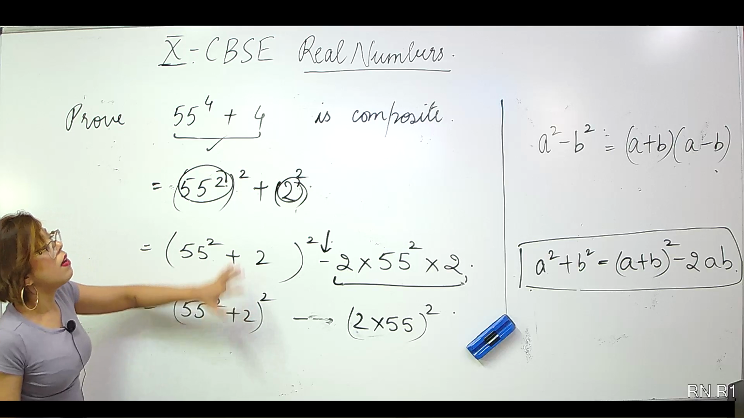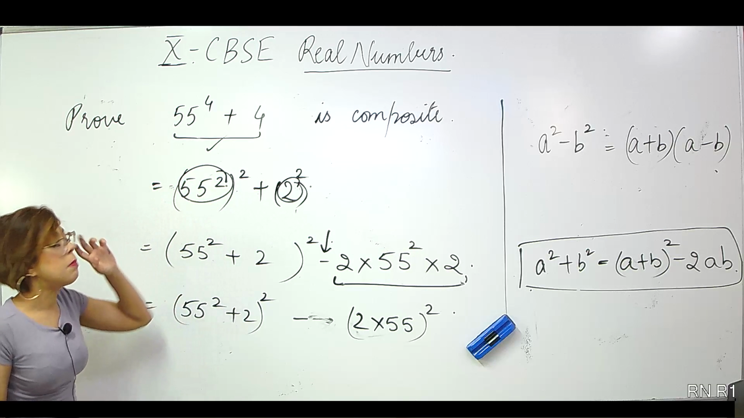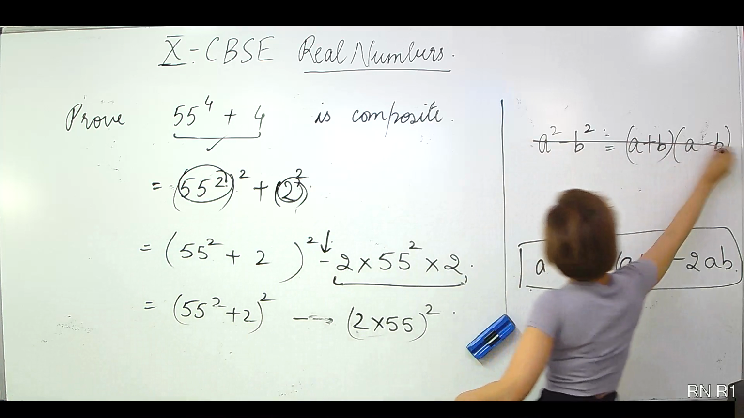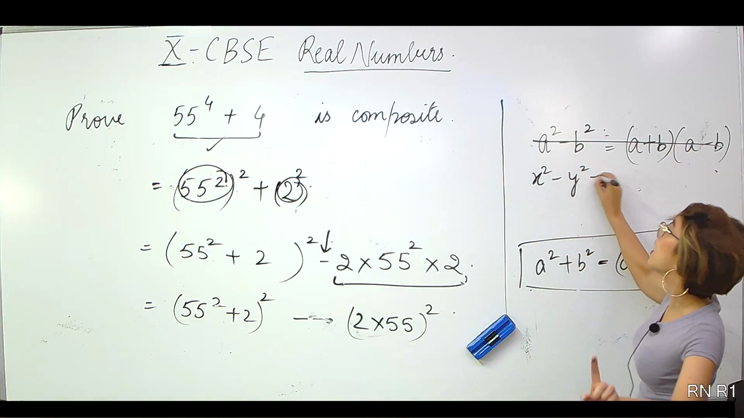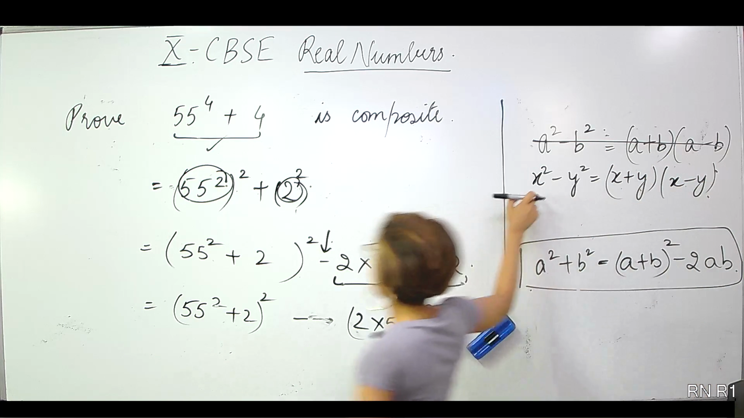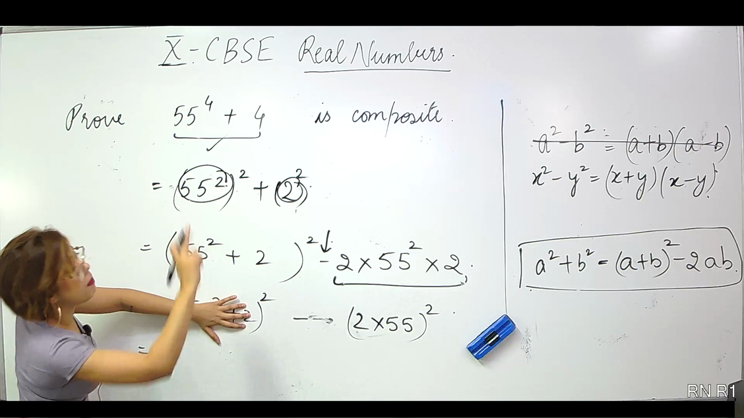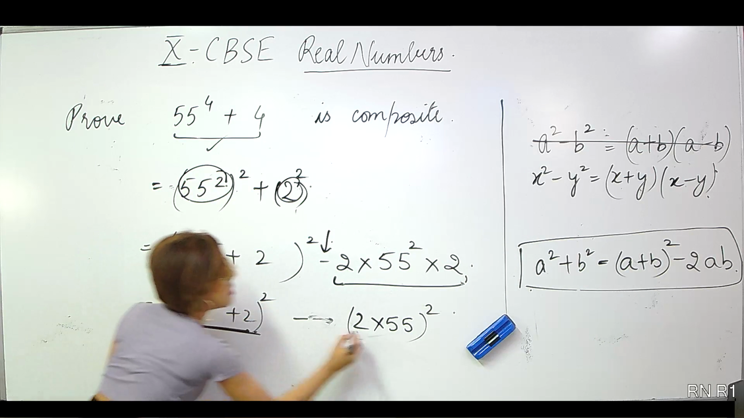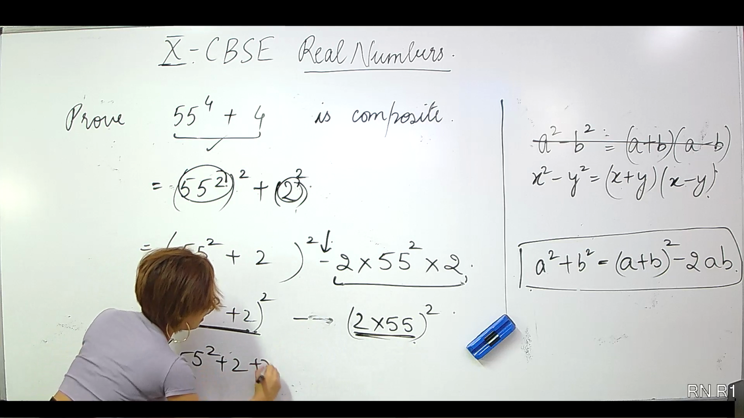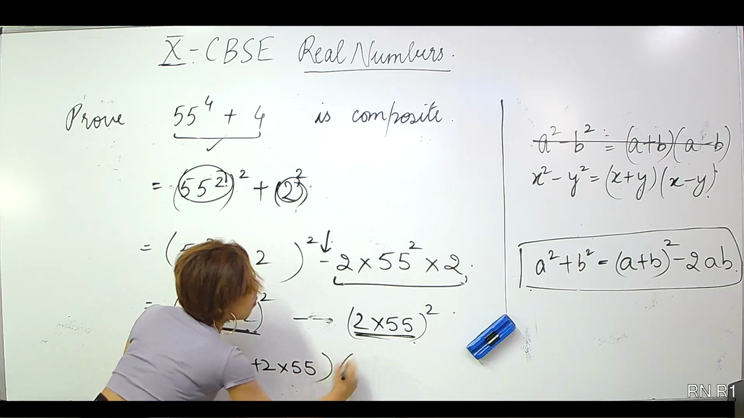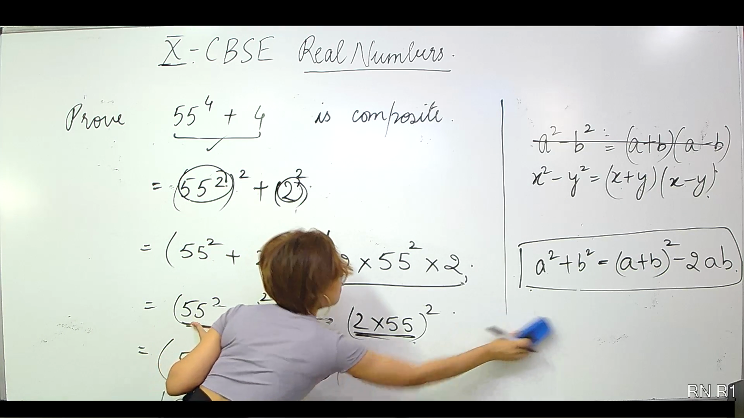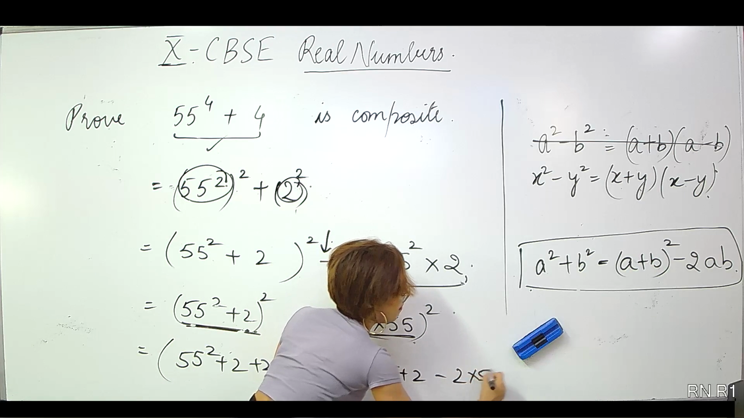Now instead of a square, नहीं तो पहले वाले से confuse हो जाएंगे, मैं बोल देती हूँ x square minus y square, right? So let me write this x square minus y square. This factorization I already know. I will just apply it here. Now here the x is the entire thing, x plus y. This is x, this is y. So 55 square plus 2 into 55 into x minus y. X is this, 55 square plus 2. Minus y is 2 into 55.